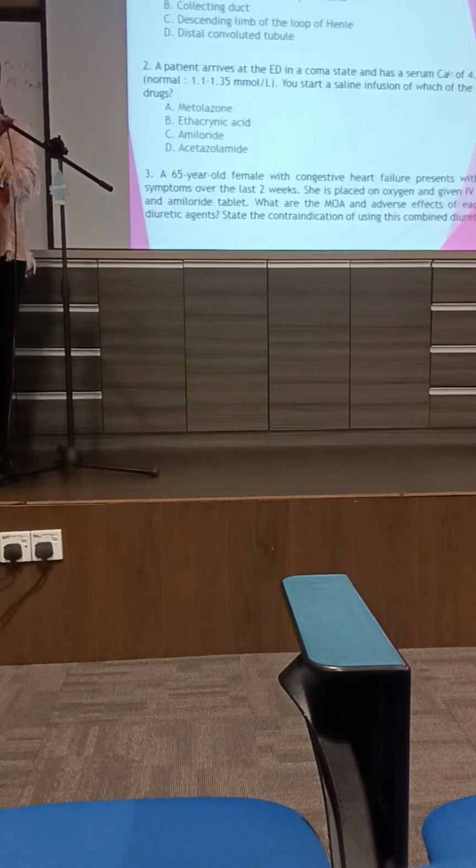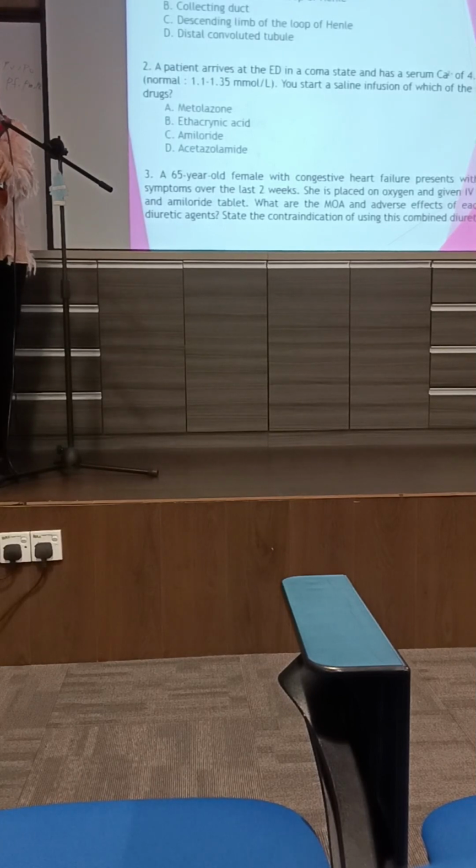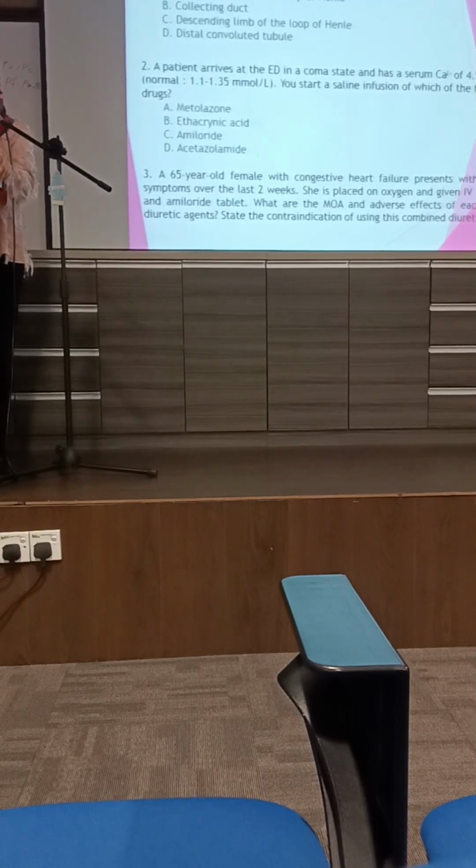Carbonic anhydrase inhibitor, we have acetazolamide. Loop diuretics, we have furosemide, bumetanide. Thiazides, for example chlorothiazide, hydrochlorothiazide. And then potassium sparing: spironolactone, triamterene, amiloride. All of these are easy to remember.